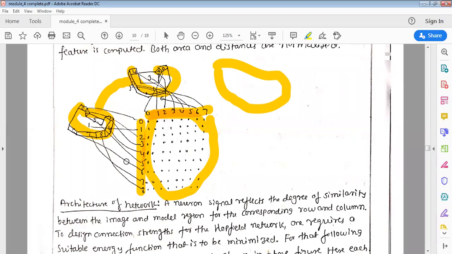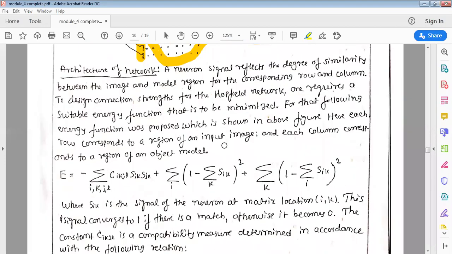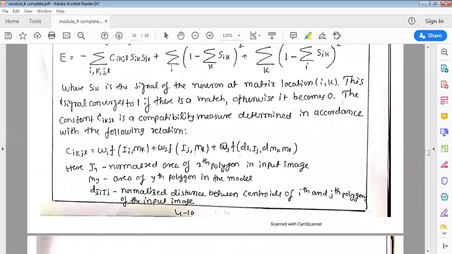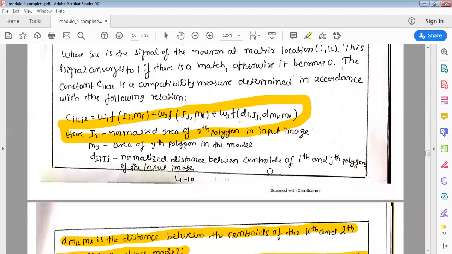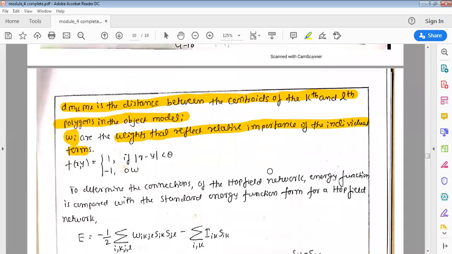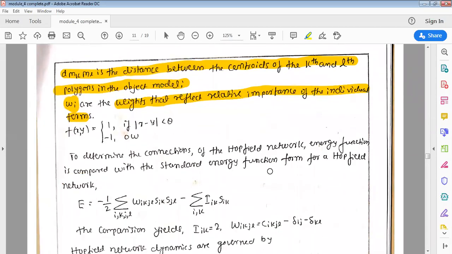So similarity values are stored here and the distance values are stored separately. When the distance values are tallied according to this equation, then by completion the least distance vector is taken to recognize whether these two objects are similar or otherwise. That is the whole idea behind this Hopfield network.